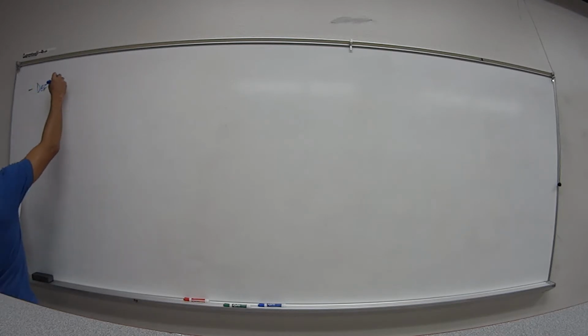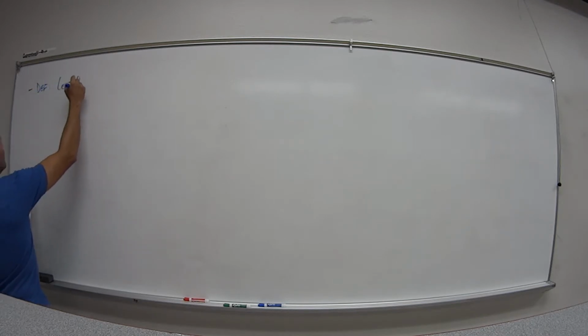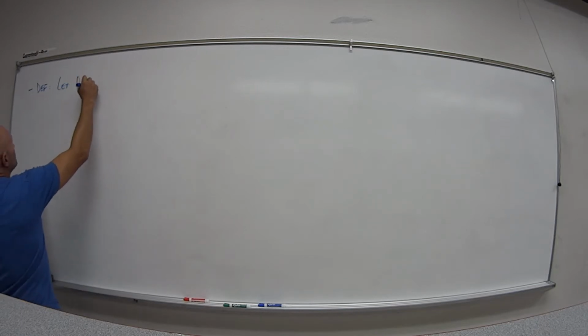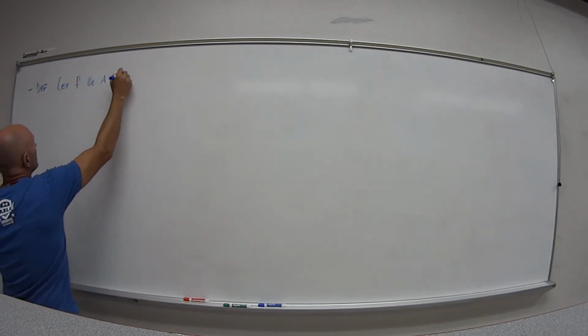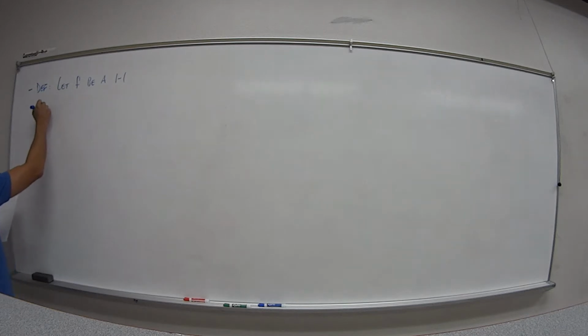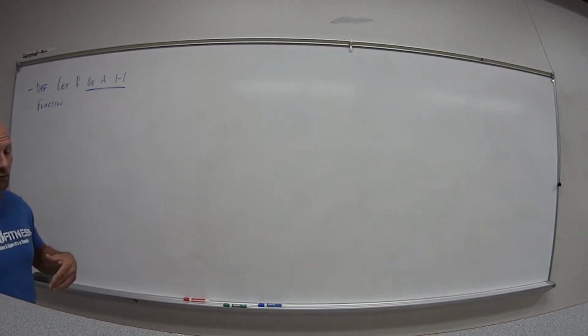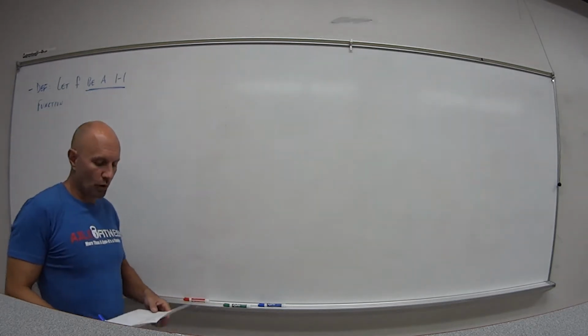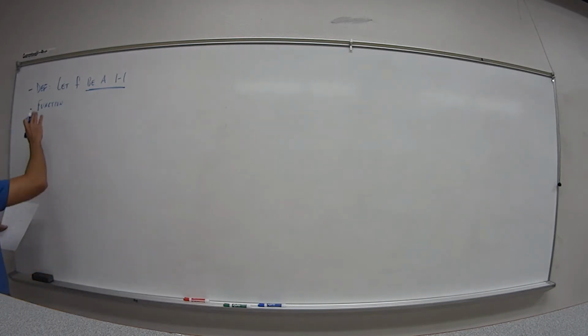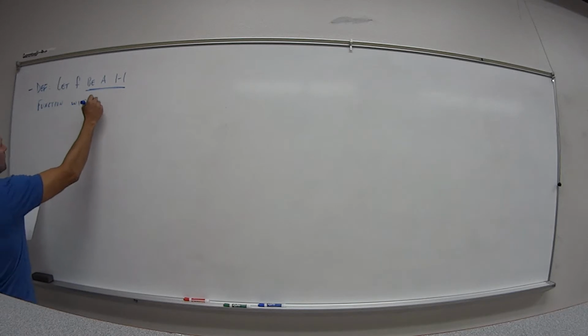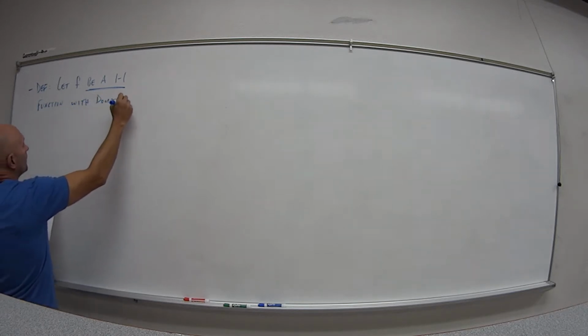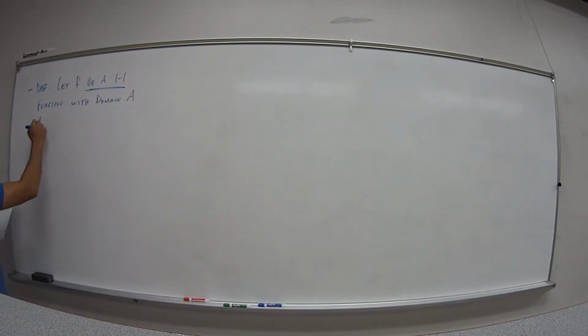So let f be a one-to-one function. So what do we see here first off, before I write too much more? That if we're going to be doing inverses, we have to have a one-to-one function. So we're going to let f be a one-to-one function with domain A and range B.